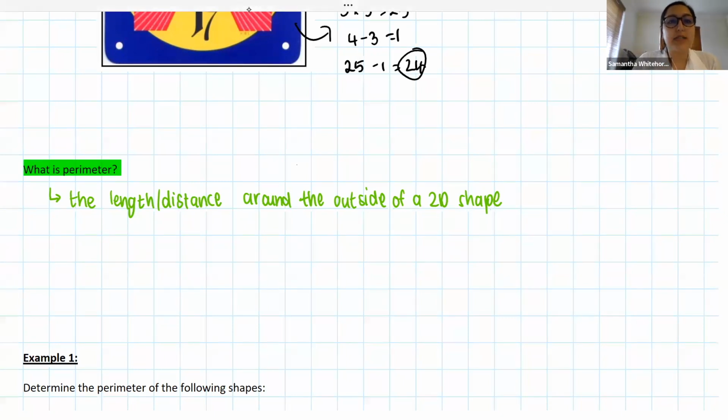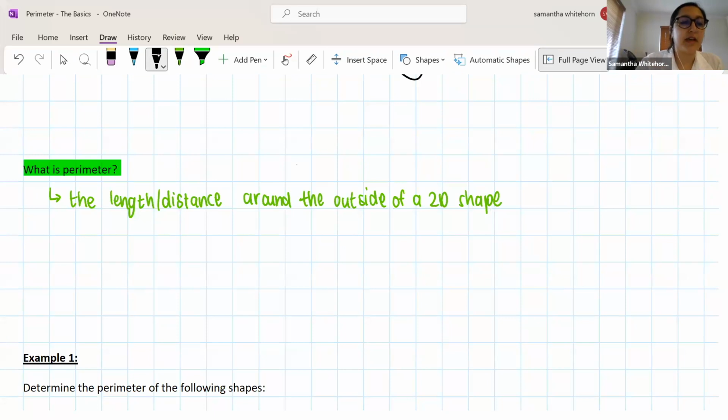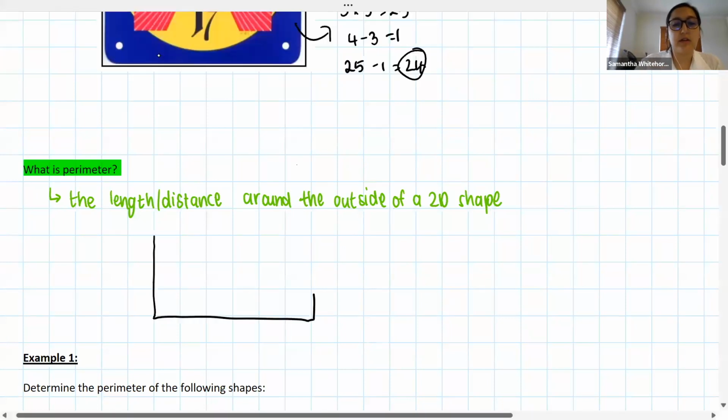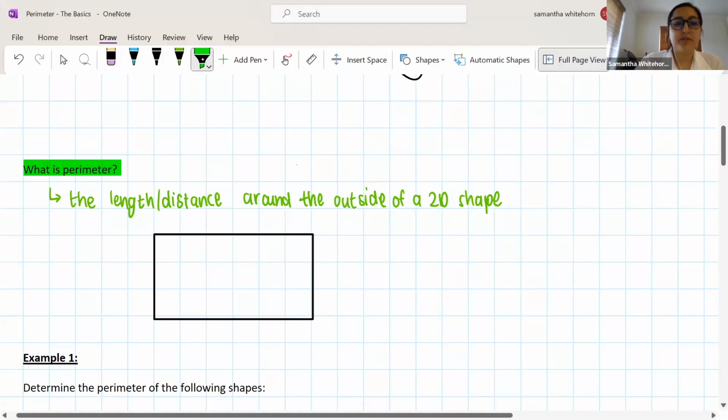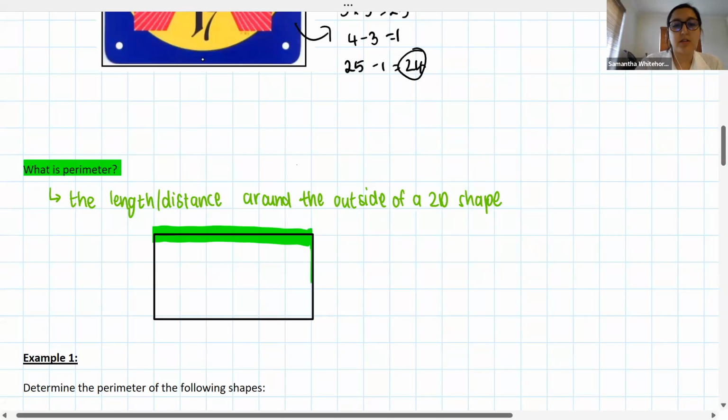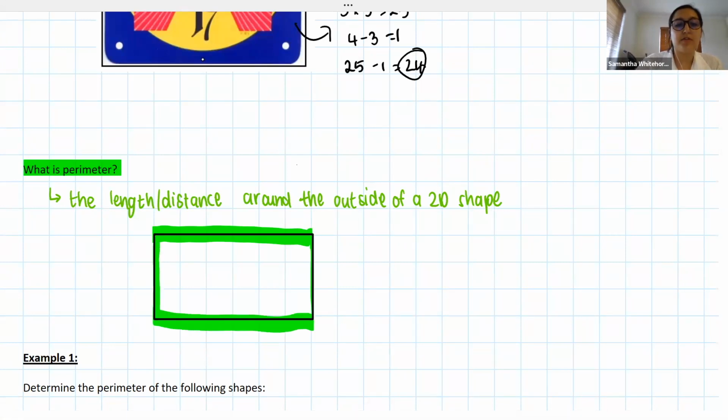And importantly, I always think of perimeter like a fence. If this is my shape, my rectangle, and I were to put a fence around this shape, that would be my perimeter. What length of fencing would I need to fence off my shape? That is the perimeter. It is the length around the outside, or including all outside lengths of my shape.